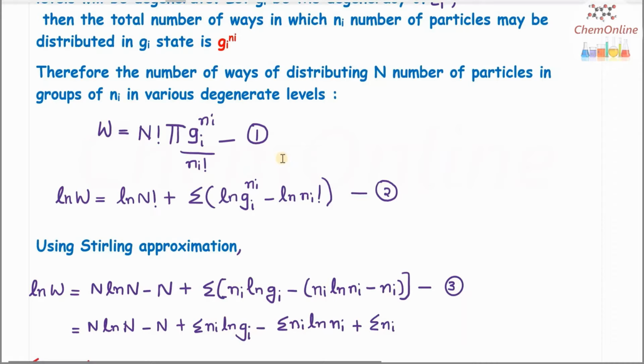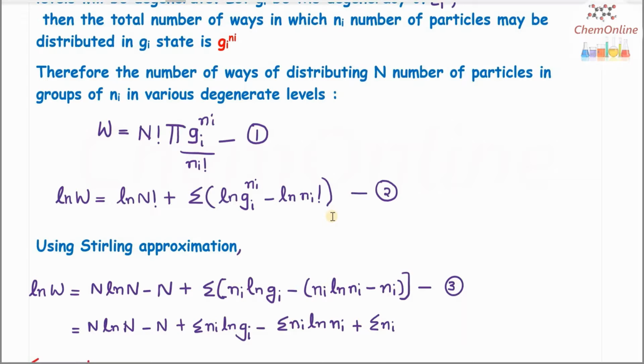Now apply logarithm. So log W is equal to log n factorial plus summation, here also when we apply log, log Gi raised to ni minus log ni factorial. Let this be equation 2.